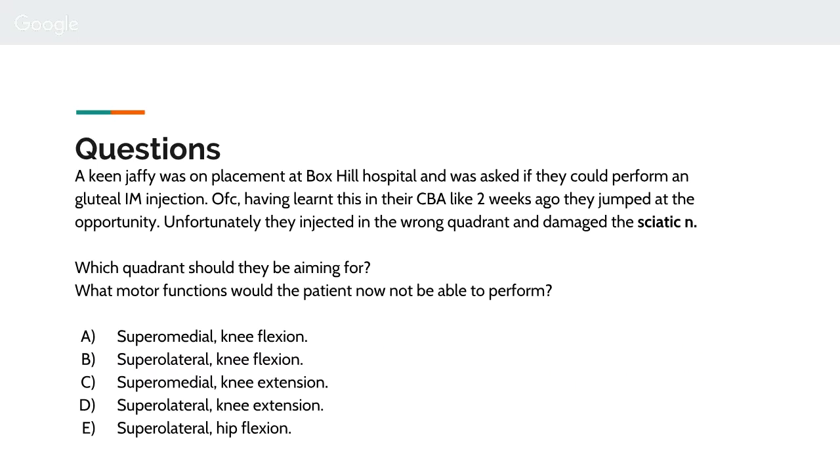So I think I heard B. It's B, like what people are generally saying. Yep, cool. It's the superolateral quadrant that they should be aiming for. A quick way to learn which nerves do what: the posterior, your hamstrings, that's all knee flexion. Your sciatic nerve is at the back, so flexion. And at the front, do you guys know what an extensor nerve is? Femoral? Okay, and your adductors? Obturator. So medial compartment, anterior compartment, and your posterior compartment.